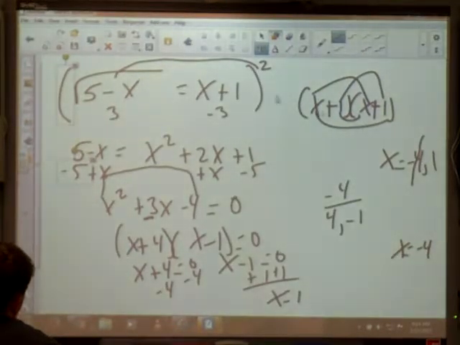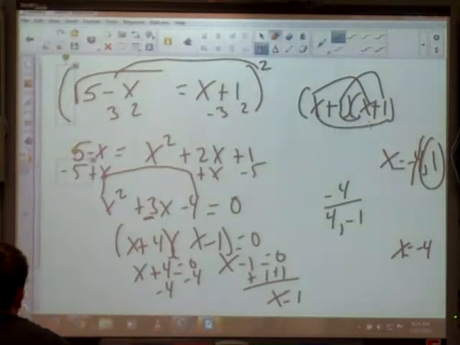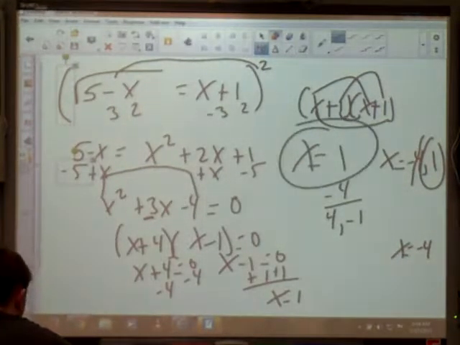Okay, let's plug the 1 in. 5 minus 1 is 4. The square root of 4 is 2. 1 plus 1 is 2. So 2 does equal 2. So 1 is the only answer this thing has. X equals 1. Write it bigger so we can see it.